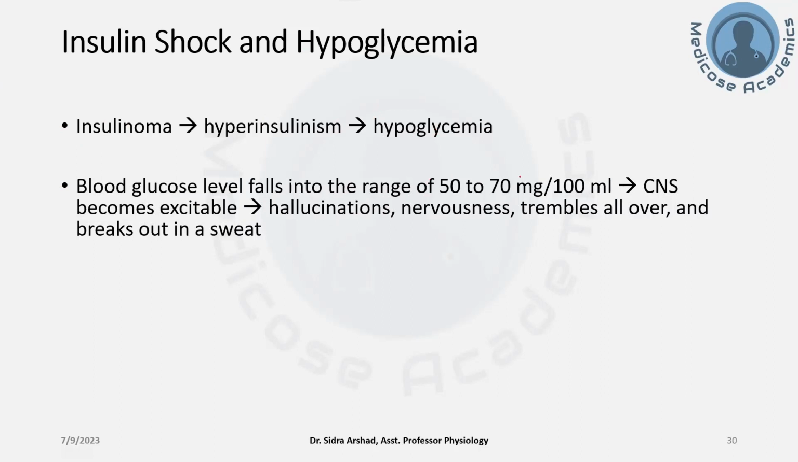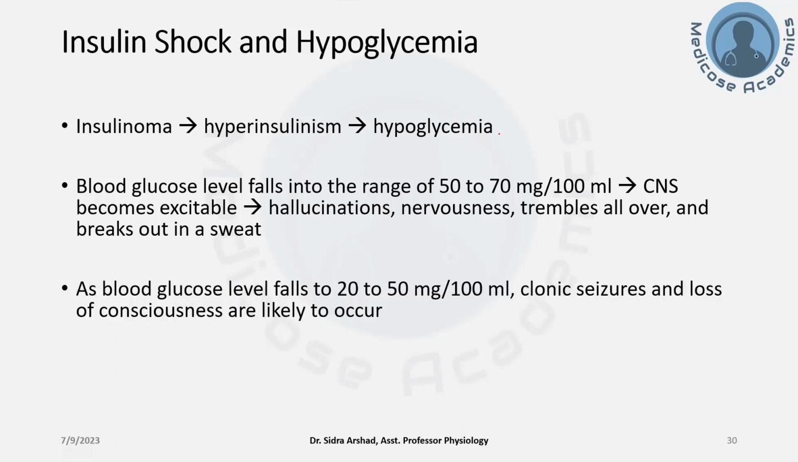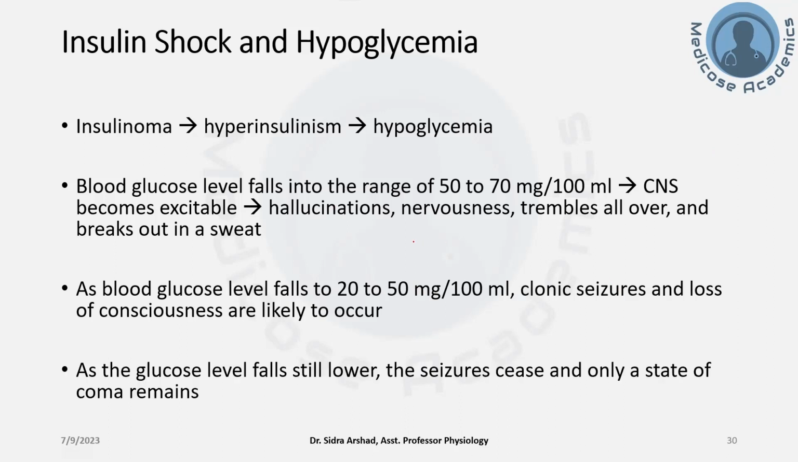If the blood glucose levels fall into the range of 50 to 70 milligrams per 100 ml, that is, far lower than the normal glucose levels, the CNS becomes excitable. The neurons' excitability increases initially, and it results in hallucinations, nervousness, trembling all over, and the person may break out in a sweat. As blood glucose levels fall to even lower levels, clonic seizures may ensue and the person may even lose consciousness. As the glucose levels fall still lower, the seizures cease and only a state of coma remains.